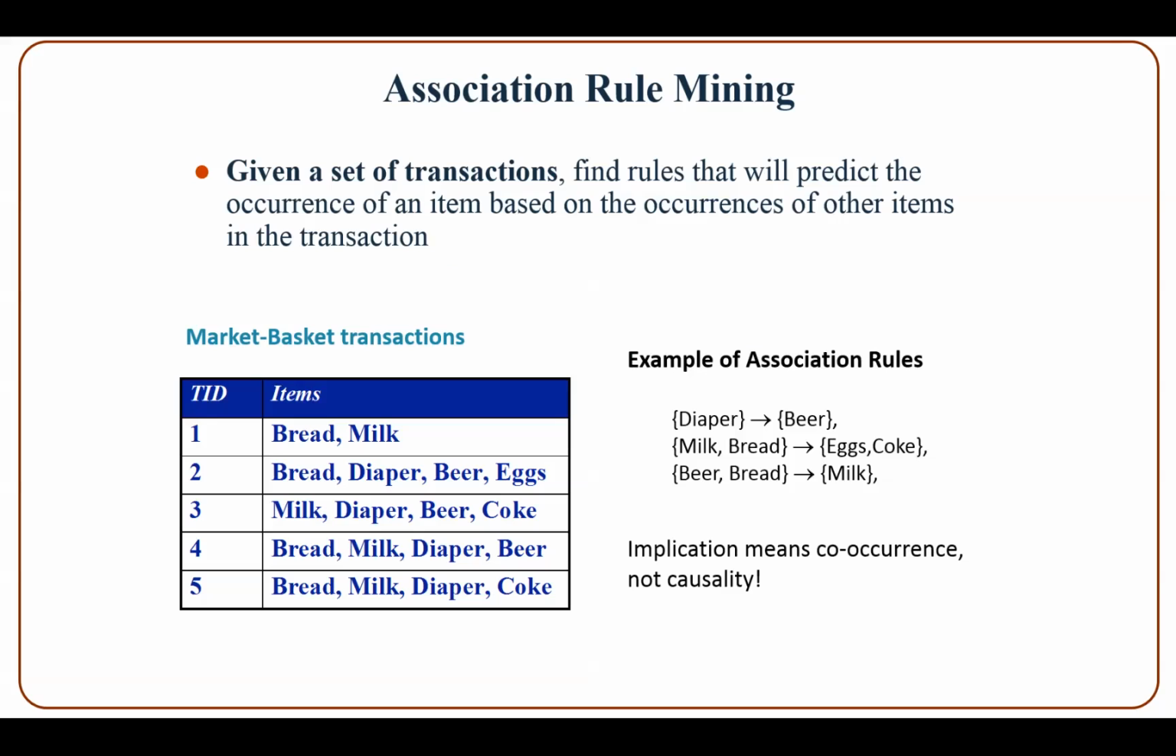Businesses nowadays accumulate large amounts of data from their day-to-day operations. For example, purchase data are collected daily at checkout counters in Walmart, Target, Macy's, etc. This figure shows an example of such data, commonly known as market basket transactions. Each row corresponds to a transaction, which contains a unique identifier, the transaction ID, and the items bought by a customer.